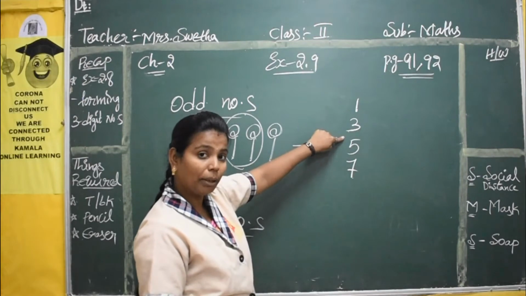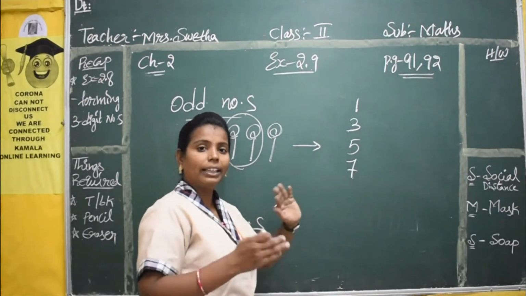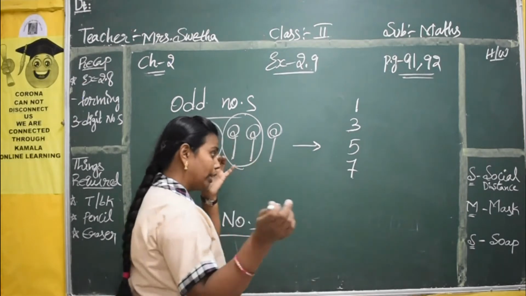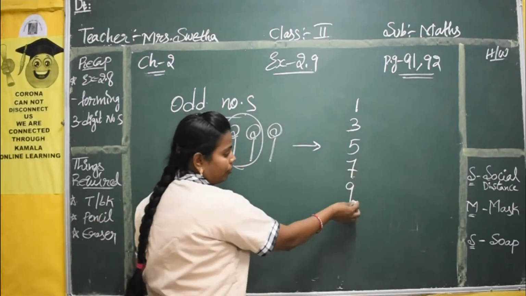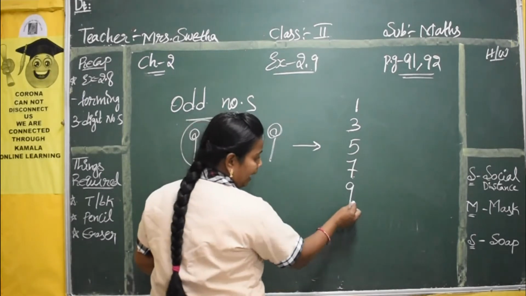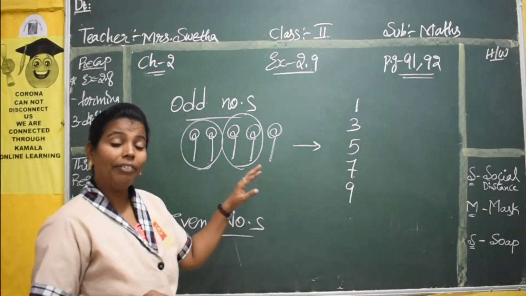The next number will become even, the next number will become odd, the next will become even. So identify. One more thing I will explain. See, here 8 will become even, 9 will become odd. Again after 9 comes 10, 10 will become even. Okay, so 11 will become odd.